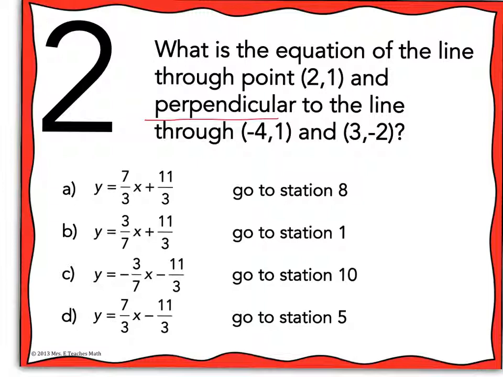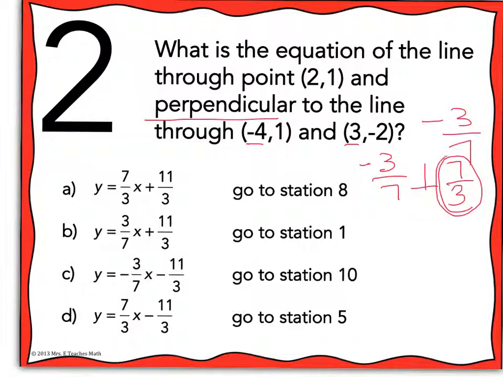Okay, so let's find the slope again. From 1 to -2, that is going down 3. From -4 to 3 is going up 7. I want to be perpendicular, so that means an opposite reciprocal slope. The opposite means change the sign. So it was negative, now I'm going to be positive. Reciprocal means flip the fraction. So I now want mine to have a slope of 7/3. So I can knock off that one and that one.